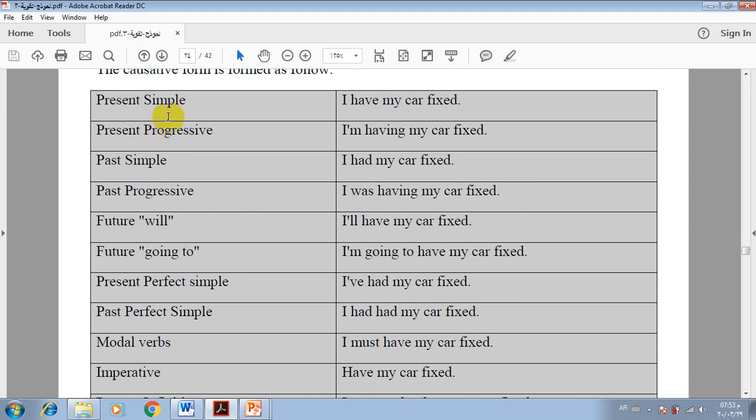Let's start with the present simple. As we know, the present simple is the first form of the verb with additions if we start the sentence with he or she or it or a singular noun, and without any additions if we start the sentence with I, we, you, they, or plural nouns. So the sentence in the present simple must be like this: I have my car fixed.